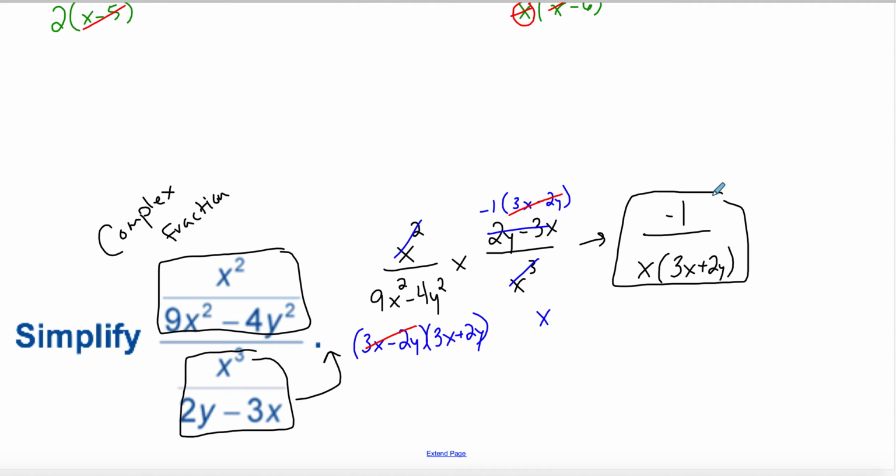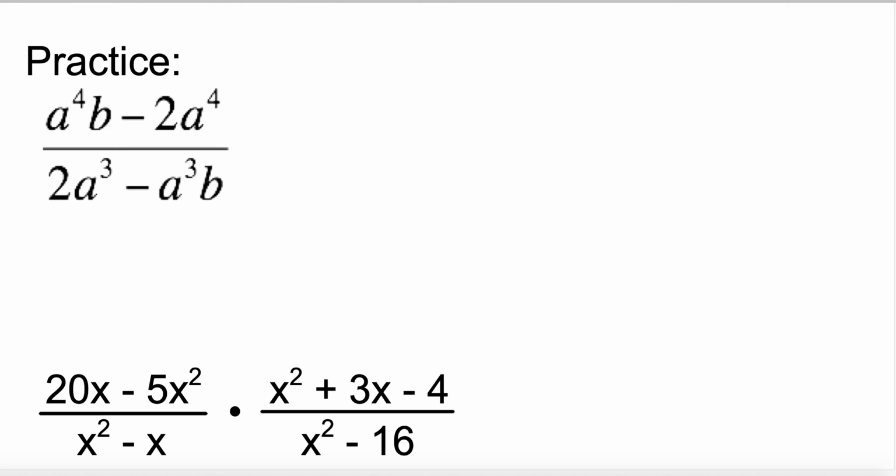So really the big thing here with a complex fraction, it's a fraction divided by a fraction, so you skip, flip, multiply. Same exact thing.